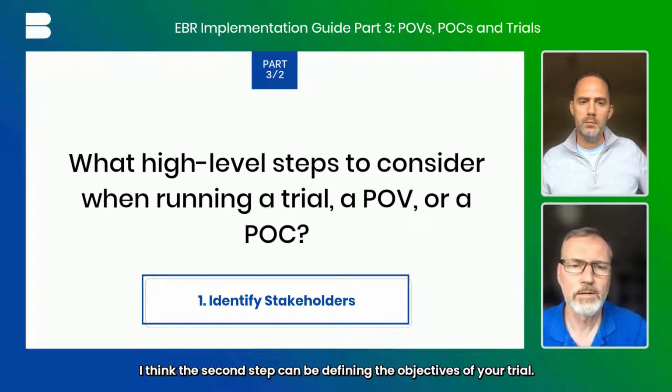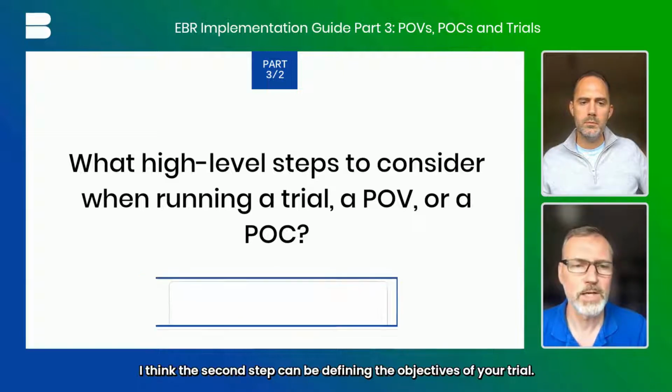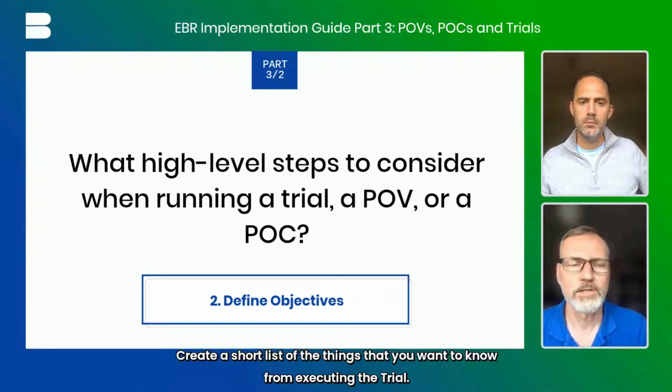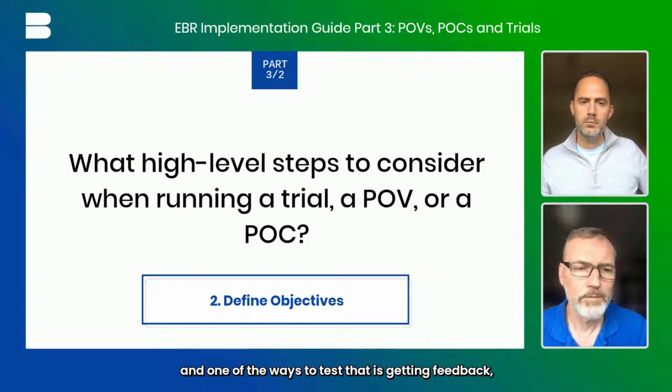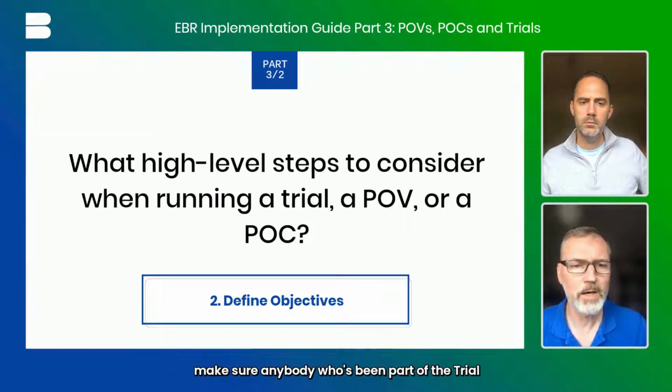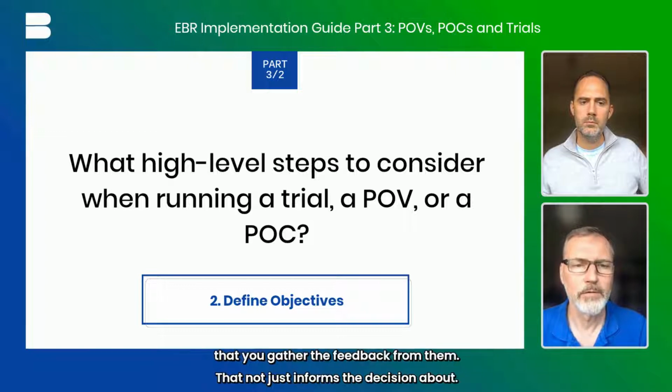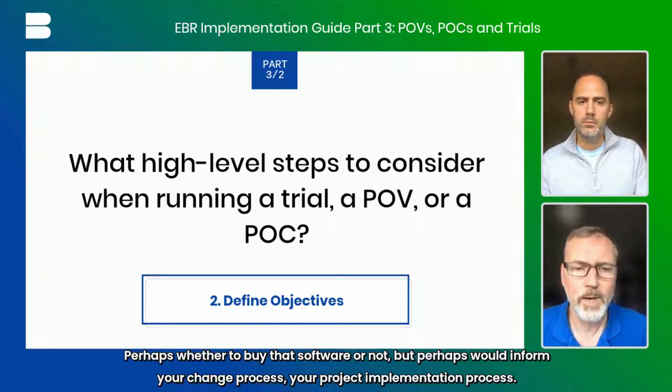I think the second step can be defining the objectives of your trial. Create a short list of the things that you want to know from executing the trial, and use a little checklist to make sure that you're hitting those points during the trial. And one of the ways to test that is getting feedback. Make sure anybody who's been part of the trial, that you gather the feedback from them. It not just informs the decision about perhaps whether to buy that software or not, but perhaps would inform your change process, your project implementation process.